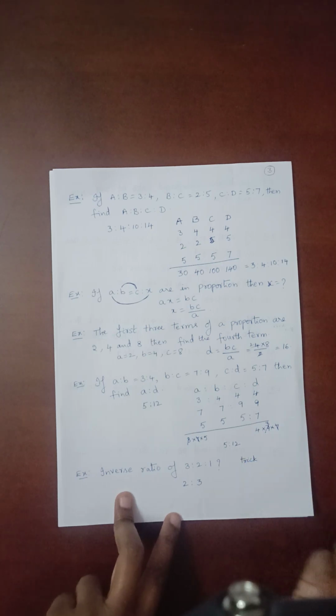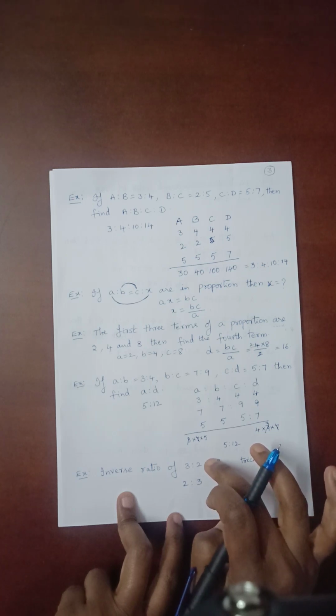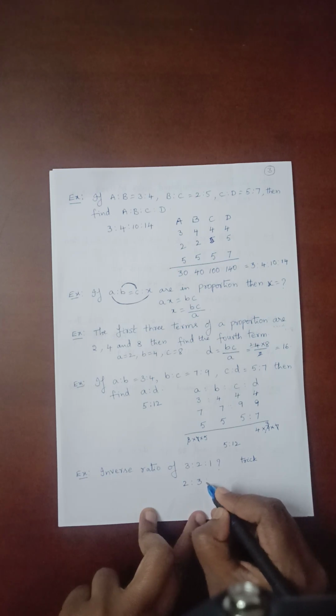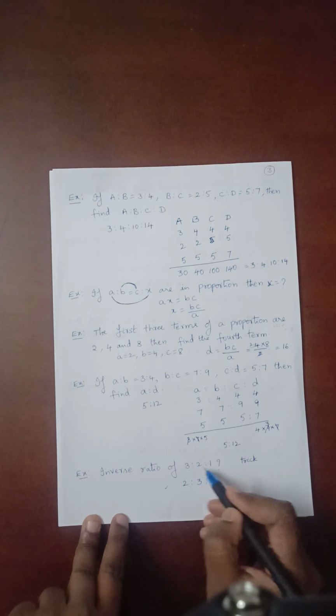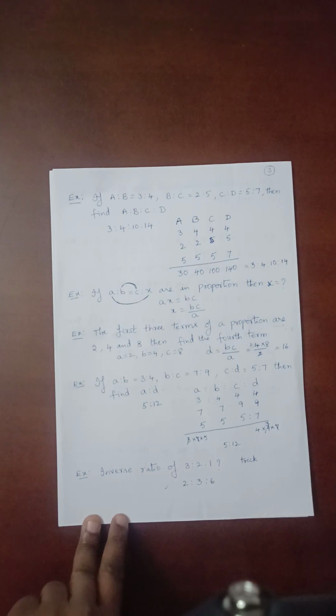To find out the inverse ratio, this is a simple trick. And for the third term, forget about the third term and take the product of those 2. That is 3 2s are 6. So the inverse ratio of 3 is to 2 is to 1 is 2 is to 3 is to 6. This is a trick.